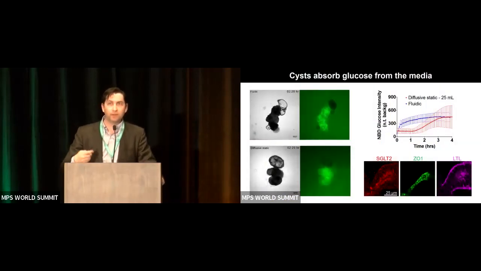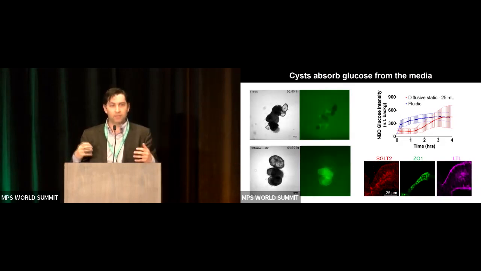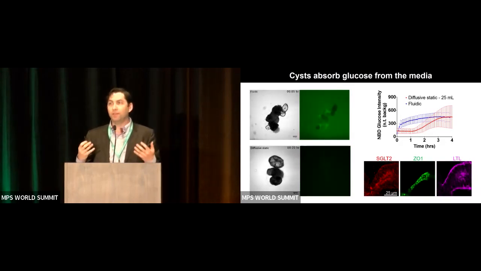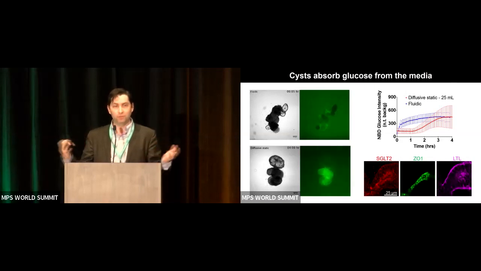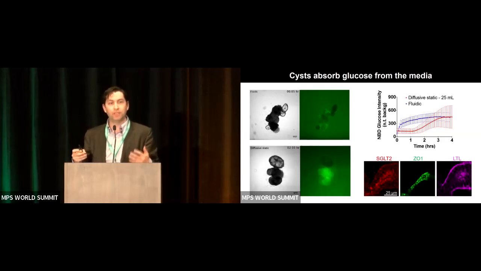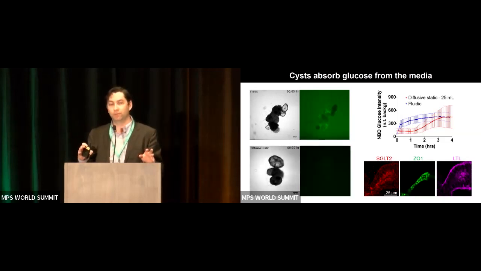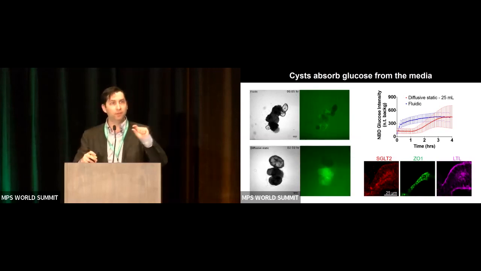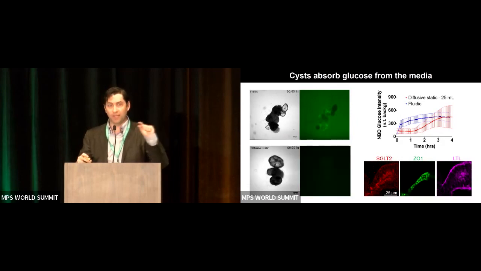So what is it in the volume that is affecting the cysts? Glucose is an obvious candidate. We know that the kidneys, one of their primary functions is to absorb glucose. And we can beautifully see glucose absorption in these chips over time. This is one of the best things about these microfluidic devices. They're so thin that you can take live movies and watch the glucose enter the organoids and enter the cysts.